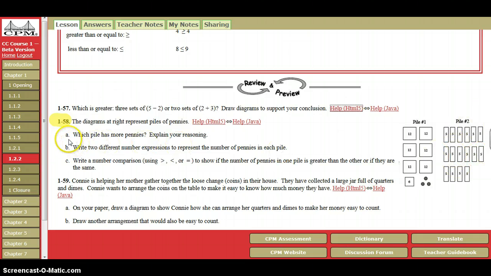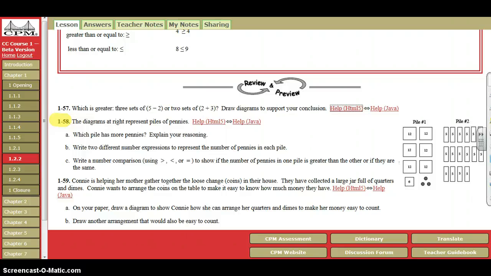So you do want to write 158 in a complete sentence. So answer the question, which pile has more pennies, and then explain how you know. Then what you want to do is write 2 different number expressions for representing the number of pennies in each pile. I'm going to give you an example for pile number 2. Expressions are what we practice writing in class and what we did when we did our own penny activity and how we organized the given number of pennies.